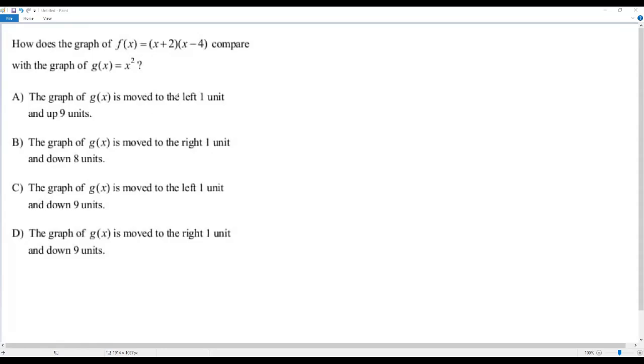Here we have a SAT math problem. Okay, let's go to the question. How does the graph of f(x) = (x + 2)(x - 4) compare with the graph of g(x) = x²?